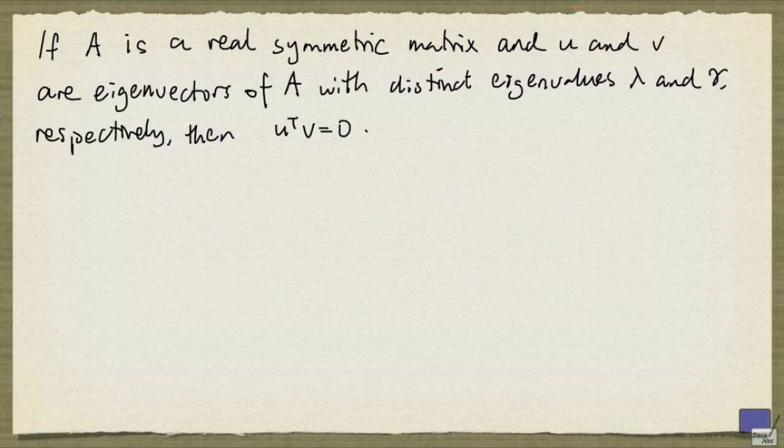First, let's establish the following result. If A is a real symmetric matrix, and U and V are eigenvectors of A with distinct eigenvalues lambda and gamma respectively, then U transpose times V is equal to 0. Or equivalently, U and V are orthogonal. To see this, let's look at lambda times U transpose times V. But lambda times U is equal to A times U because U is an eigenvector of A with lambda as eigenvalue. So this can be rewritten as A times U transpose times V.